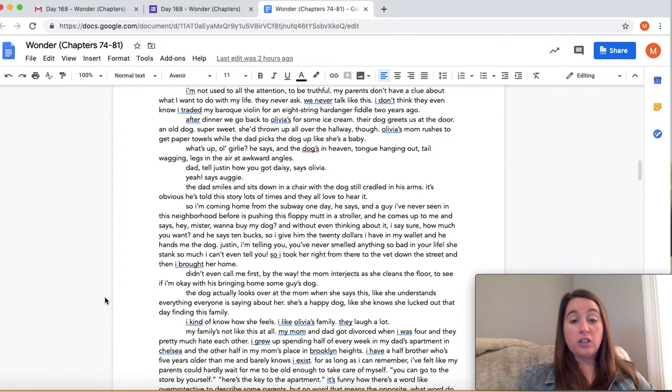The dog actually looks over at the mom when she says this, like she understands everything everyone is saying about her. She's a happy dog, like she knows she lucked out that day finding this family. I kind of know how she feels. I like Olivia's family. They laugh a lot.